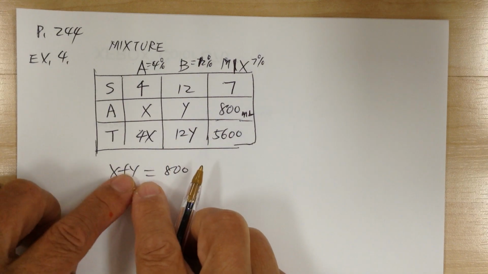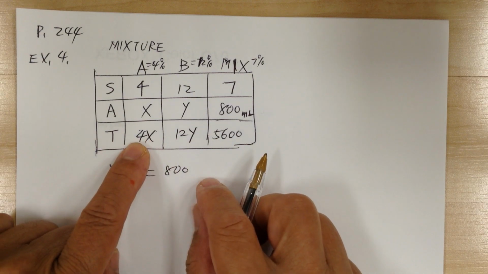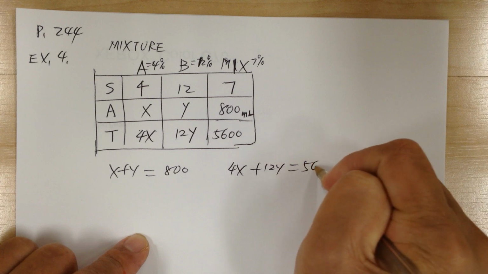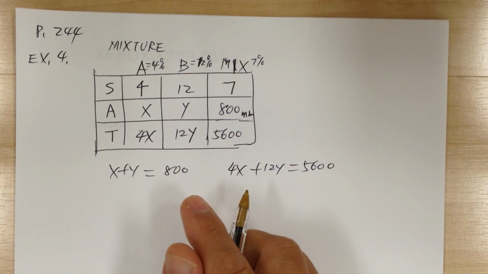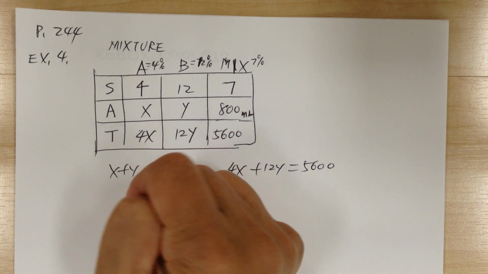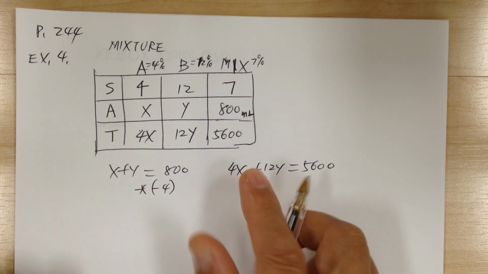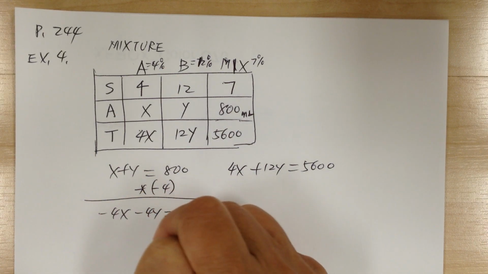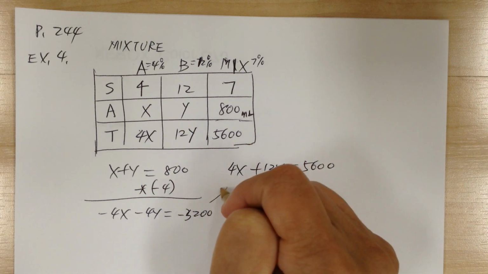Because this is your A, that's your B. When you mix together, that's what you get. And this is the chemical itself. So you got 4x plus 12y equal to 5600. So you got two equations to solve. Now I'm going to multiply by -4 because I want to eliminate the x. So you got -4x minus 4y equal to -3200, and I'm going to put this over here.